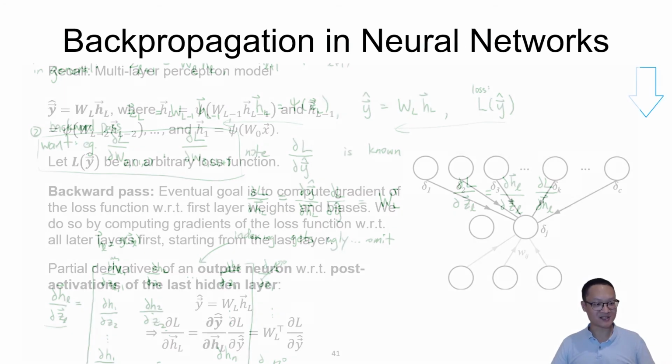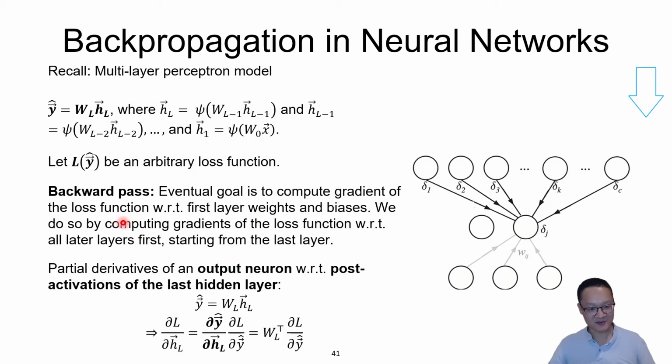Okay, so let's return to the slides to look at these two steps one more time. So the backward pass, eventually we want to compute the gradient of the loss function with respect to the first layer weights and biases. So actually all layer weights and biases, but of course the first layer is the deepest one, the one that is farthest away from the output. So that requires the most terms in using the chain rule.